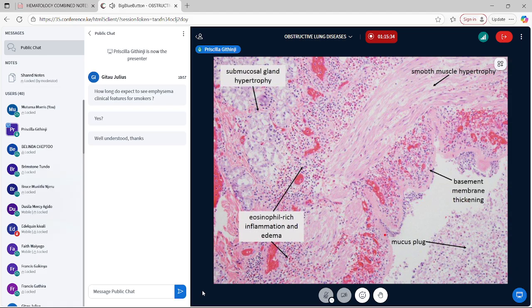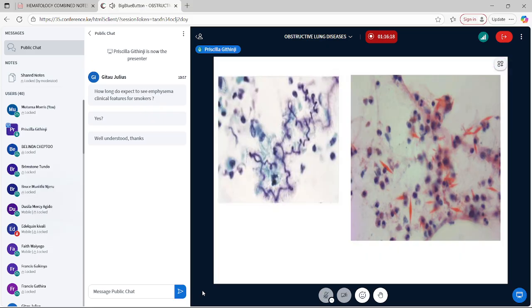So initially, you have this. This is just a histologic image to demonstrate the mucus plug that you will see in the airway. So this is the luminal side. They have basement membrane thickening. Of course, since this is a type 1 hypersensitivity reaction, they have an eosinophil-rich inflammation and edema. Then we've talked about smooth muscle hypertrophy that occurs in response. And you also have submucosal gland hypertrophy, these mucus glands that are responsible for the production of this mucus that you see in the lumen.